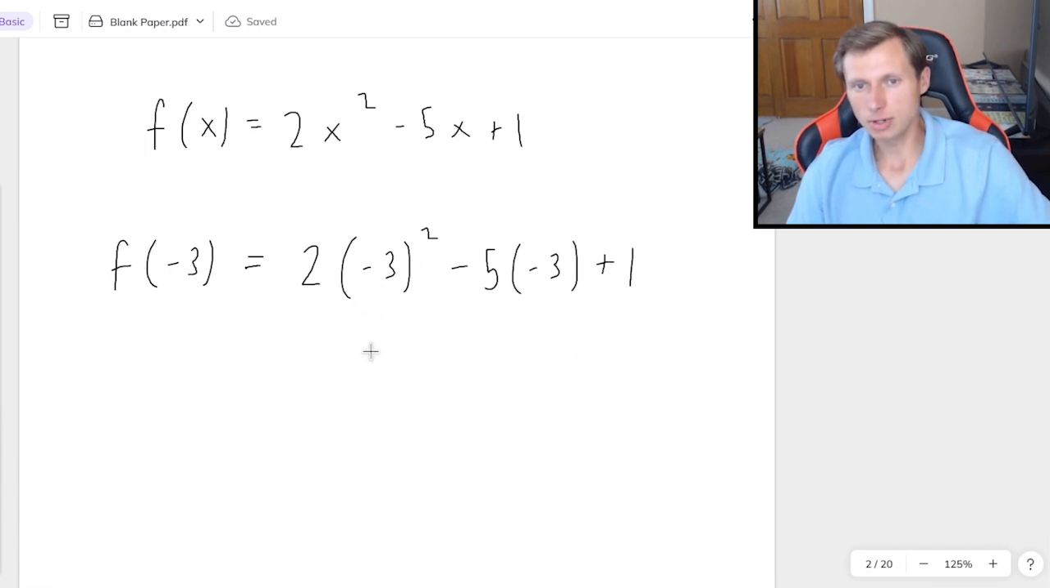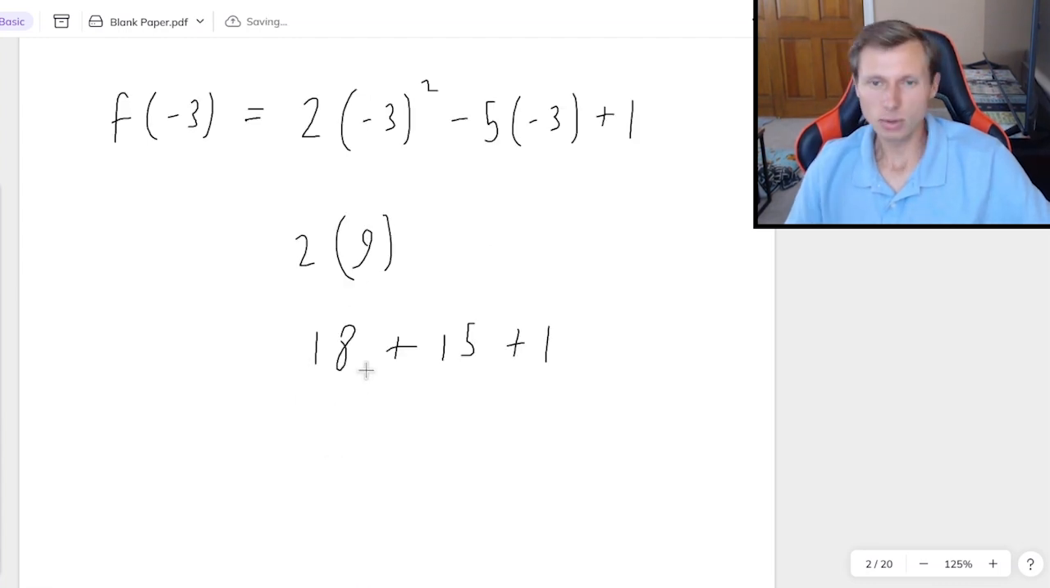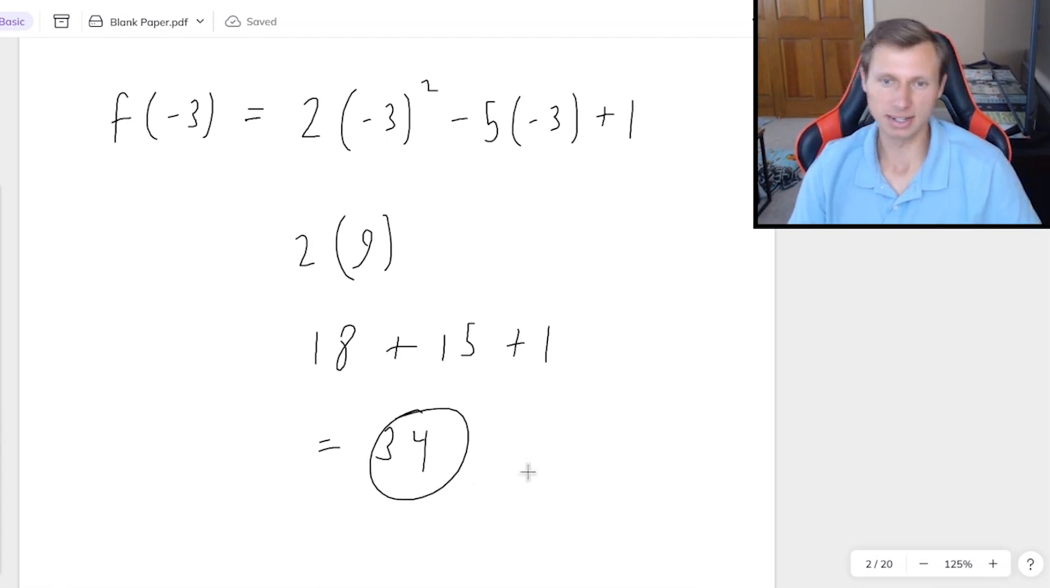I gotta do the squared first. Negative 3 squared is positive 9, emphasis on positive, and 2 times 9 is 18. Negative 5 times negative 3 becomes plus 15, and then still plus 1. So 18 plus 15 is 33, plus 1, we're going to get 34, and that's our final answer.